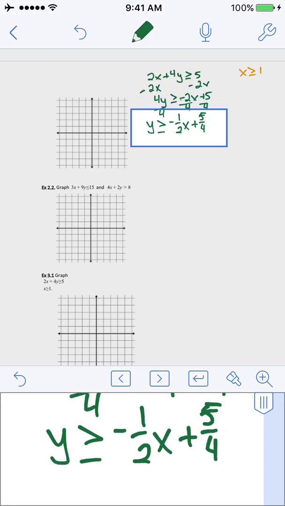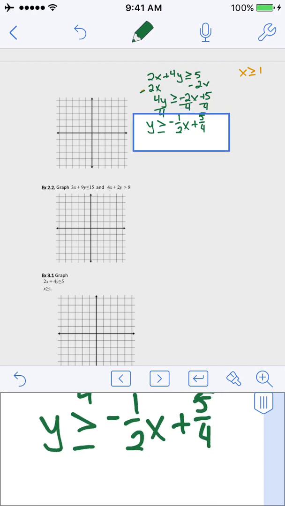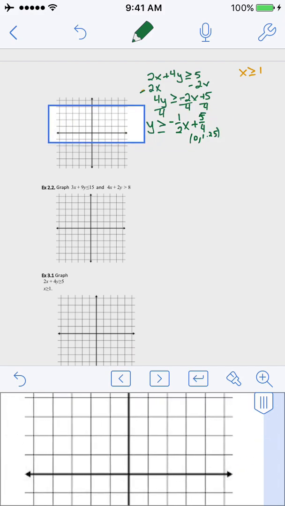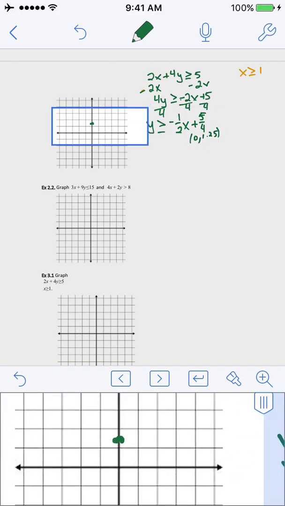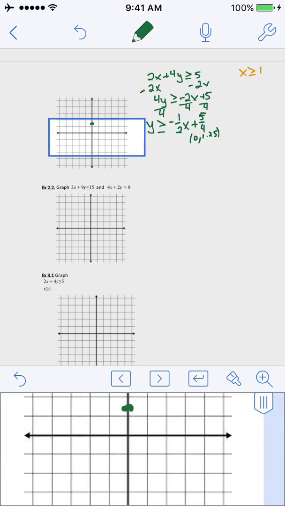So that's where we're starting. This gives us a y-intercept of 5/4, and 5/4 is about 1.25. So we will draw our y-intercept at 0, 1.25. That's our good starting point. Then our slope tells us to go down 1 and over 2, so we'll go down 1 to about 0.25 and over 2 right there.